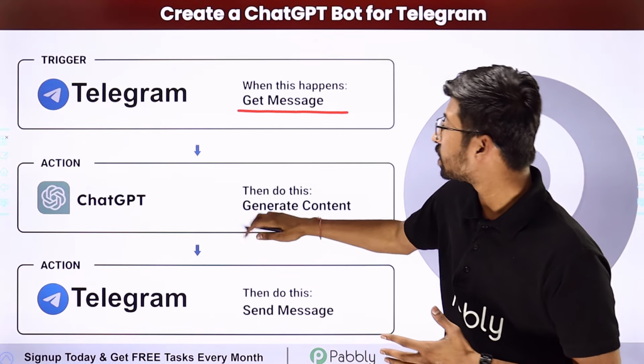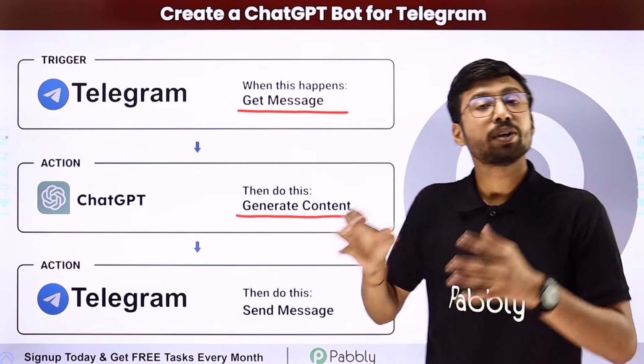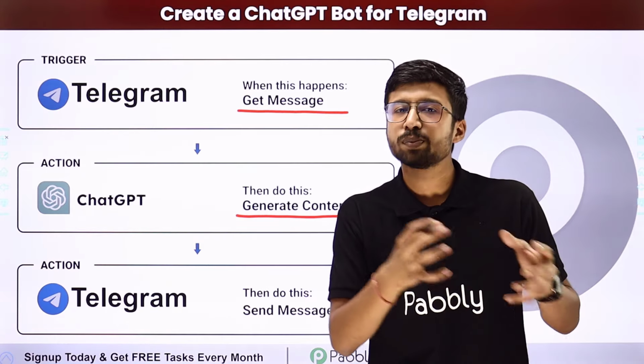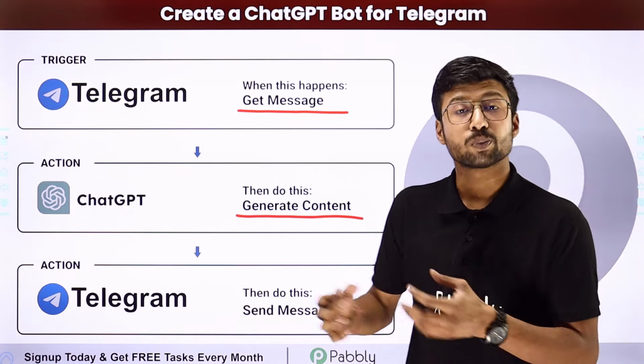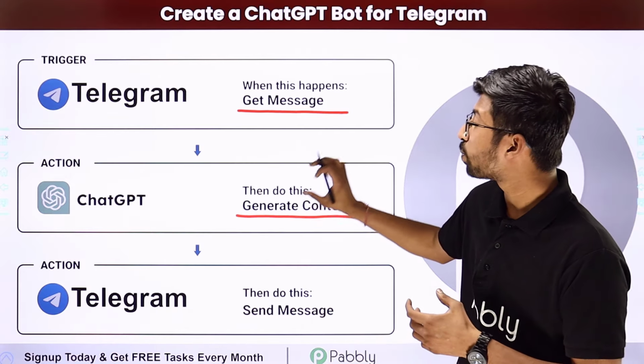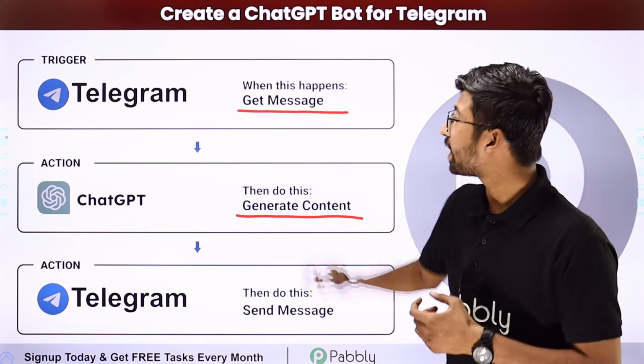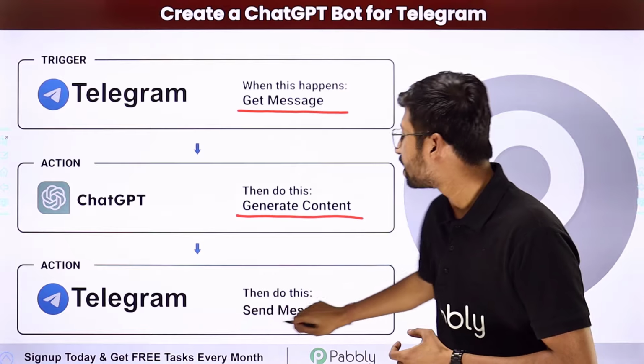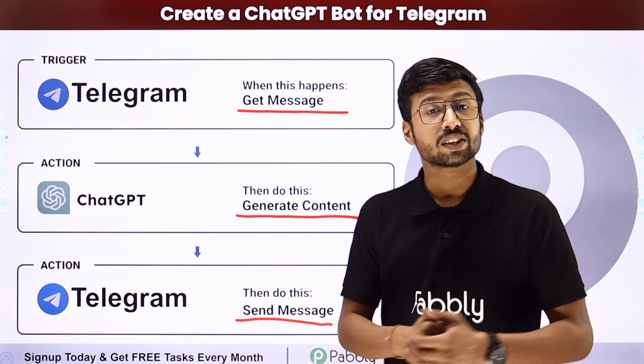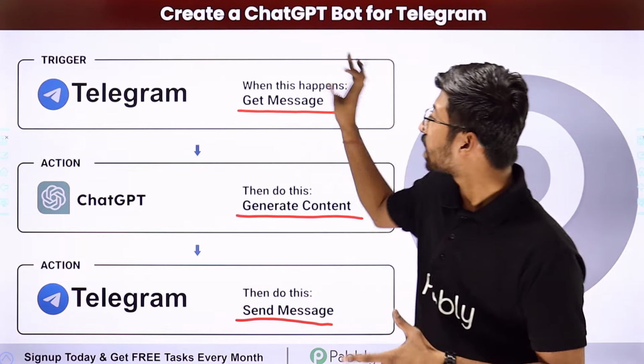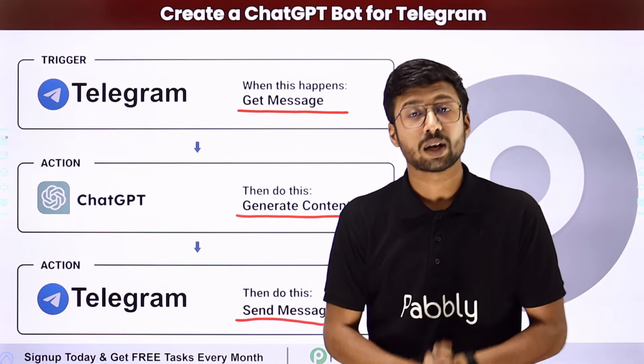The same message will be sent to ChatGPT, and for that particular message, for that prompt, ChatGPT is going to generate some content, some response. And after doing this, the response given by ChatGPT, automatically this exact same bot will send us the same response which ChatGPT gave us. That too automatically. This complete process will be automated using Pabbly Connect.